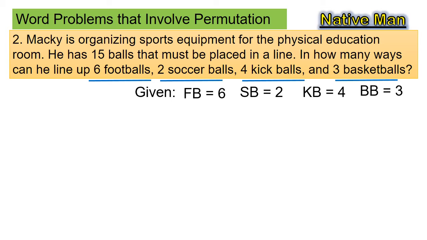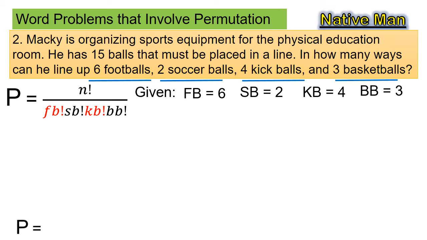Ano po? So, yung formula po ng distinguishable permutation, kapag nanood po kayo sa video ko, sa explanation ko po ng distinguishable permutation, ito po yun. P is equal to N factorial over FB o lahat po ng mga may pagkakapareho, i-divide po natin yung kanilang factorial. So, ano po yung N factorial? Ito po yung total number of balls. So, yung total number of balls po, if you're going to add that is equal to 15 balls.